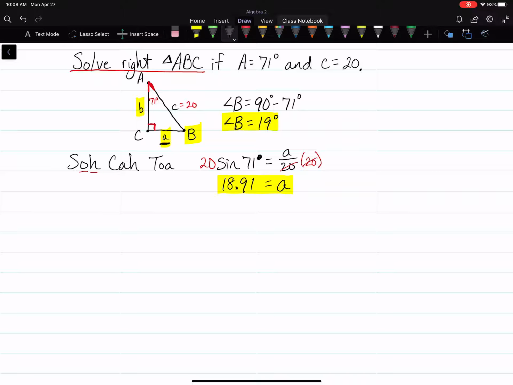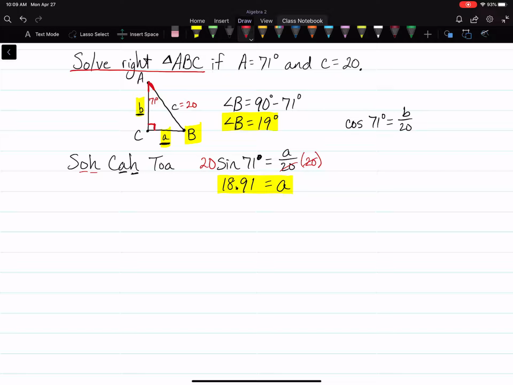So the safest thing to do is to work it just like we found A. So to get B here, I'm still going to use 71. B is adjacent to 71, and C is the hypotenuse still. So I'm looking for B, and I actually know what the hypotenuse is. So that uses the adjacent side and the hypotenuse. So this time I'm going to do cosine of 71 degrees equals adjacent, which is side B, over the hypotenuse, which I know is 20.